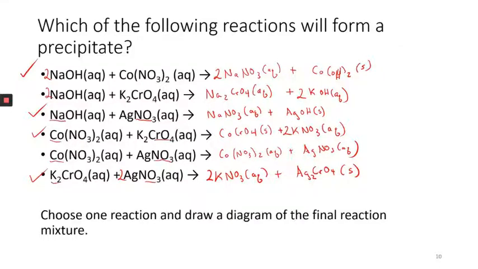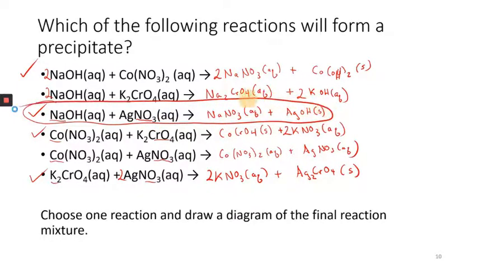So now I'd like you to pause this video and choose one of the precipitate reactions and draw a diagram of what your final mixture looks like. So pause the video and sketch a diagram of what the final reaction looks like. Okay. Hopefully you've sketched it, and I've decided I'm going to sketch this reaction here for you.